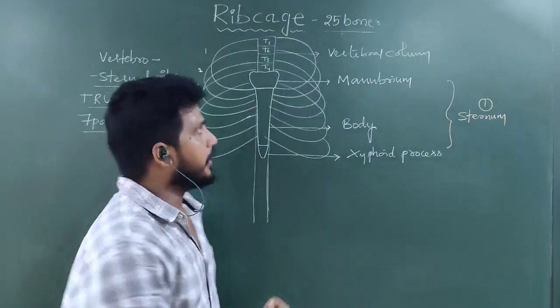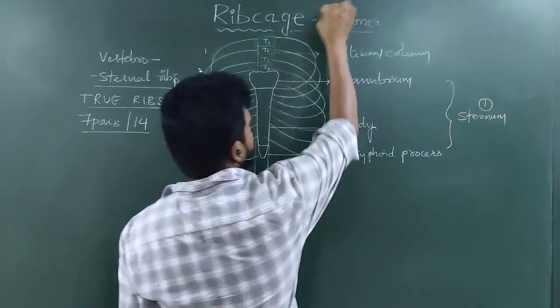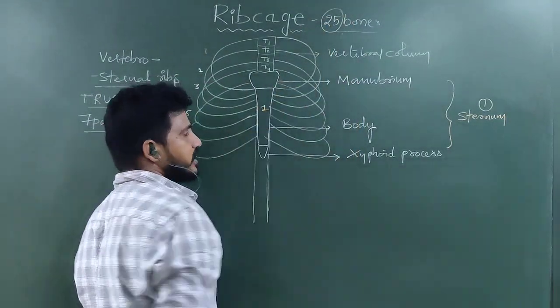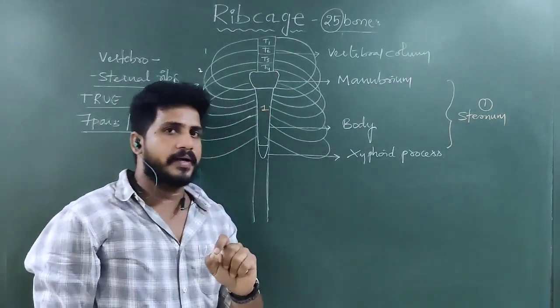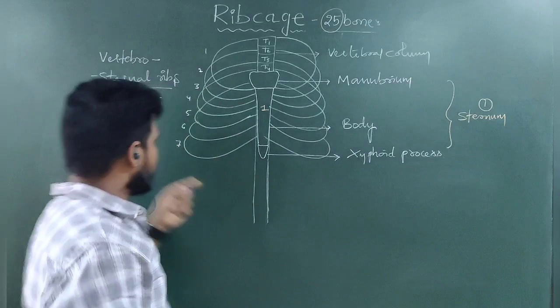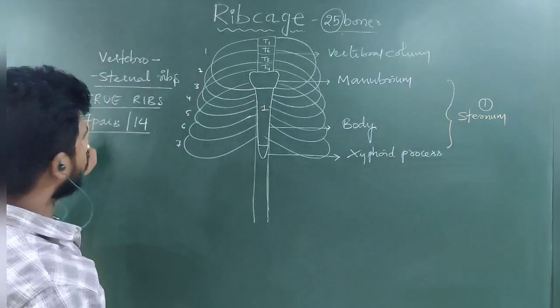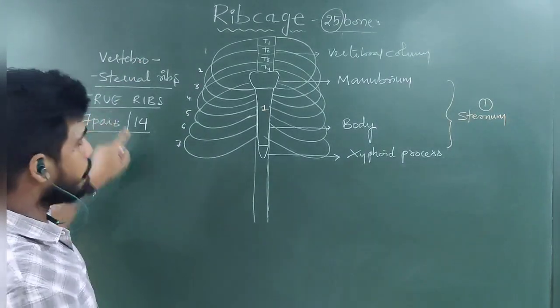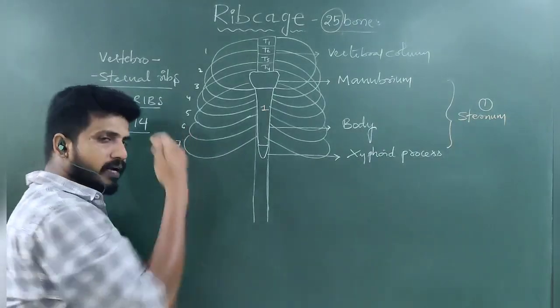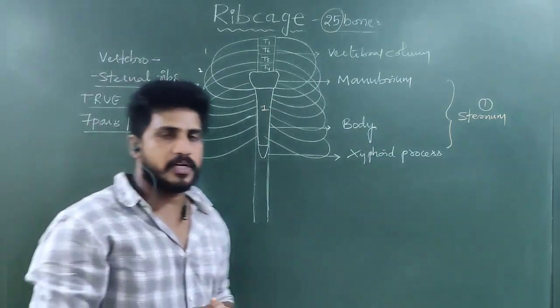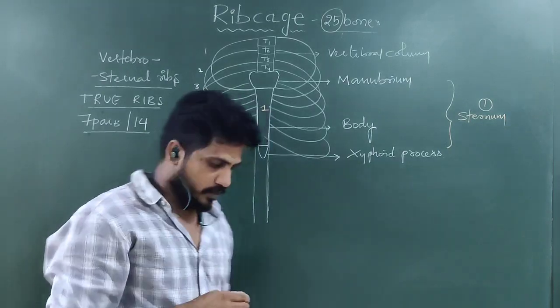In the rib cage, totally 25 bones are there. In that the first one is the sternum. 25 minus 1, 24. 24 means 12 pairs. In those 12 pairs, the first 7 pairs are true bones or true ribs. Why are the first 7 pairs true ribs? The reason is they are connected to both parts, dorsally the vertebral column and ventrally the sternum.